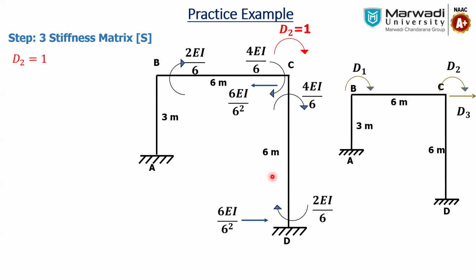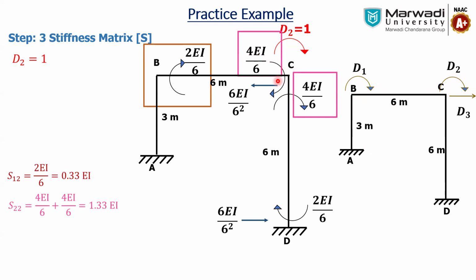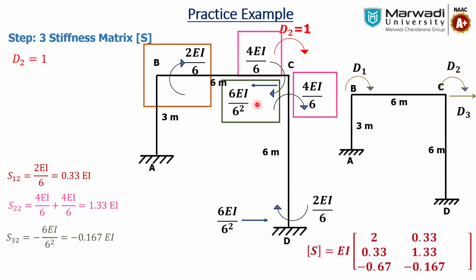Now we will see one by one. With respect to D1, the total moment at B is 2EI by 6. Similarly, total moment at C is 4EI by 6 plus 4EI by 6, that is 1.33. And with respect to D3, whatever total force is in the horizontal direction at B or C, that will be nothing but 6EI by 6 square in the opposite direction, that is minus 0.167. So that is our second column of the matrix. Now based on the characteristic of the matrix we know what the third column should be partially: S13 will be minus 0.67, and S23 will be minus 0.167.